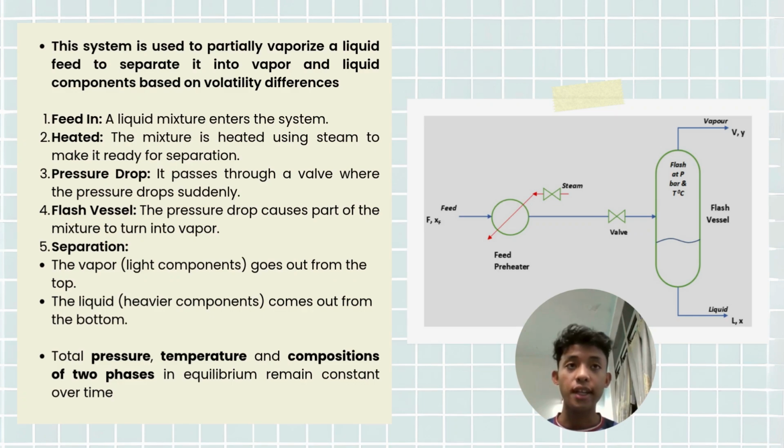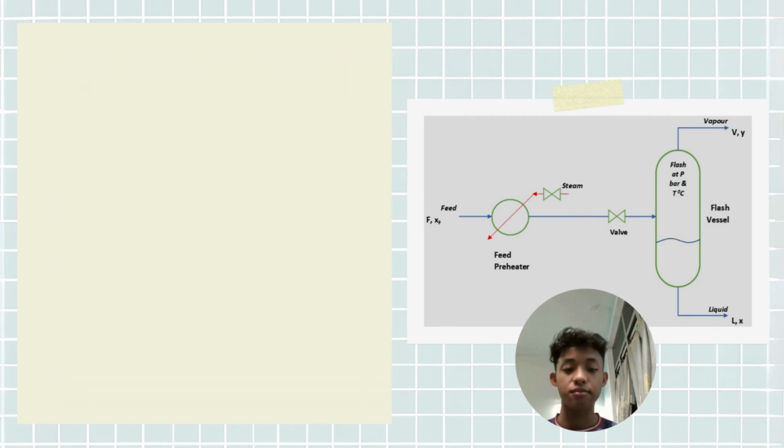First, we will heat the feed using steam in a preheater. Then, we drop the pressure through a valve which causes a part of the feed to vaporize instantly. In the flash vessel, vapor and liquid will separate. The lighter component goes out from the top as a vapor, and the heavier one will come out from the bottom as a liquid. It is fast and energy efficient, perfect for separating mixtures like ethane and propane.